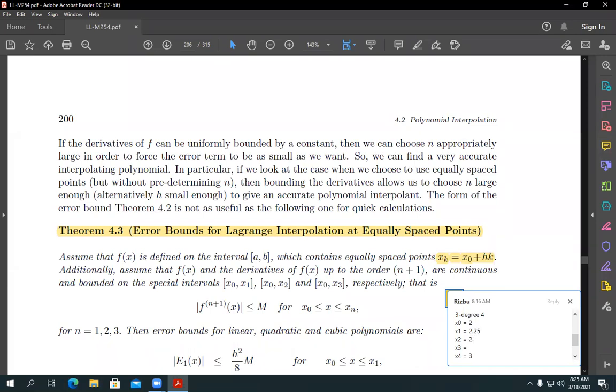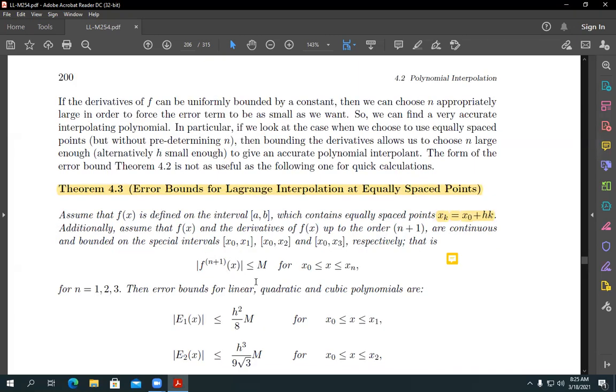What is this one? 2.5. And this is what? 2.75, x3. And 2.75 plus 0.25 is what? 3. So that's the thing: how can you find the middle points, right? So please, this is an important formula. You have to remember that one.